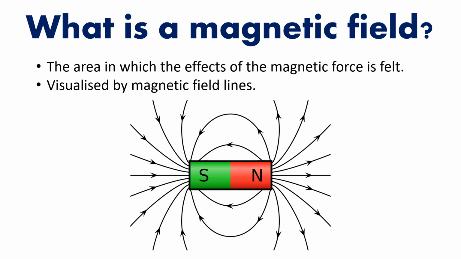The magnetic field is the area in which the effects of the magnetic force is felt. The larger the magnetic field, the stronger it is, and it can be felt from further distances. If the magnetic field is smaller, depending on the size of the magnet, this force wouldn't be as magnanimous. Magnetic fields are usually visualized by magnetic field lines, which we can see over here.